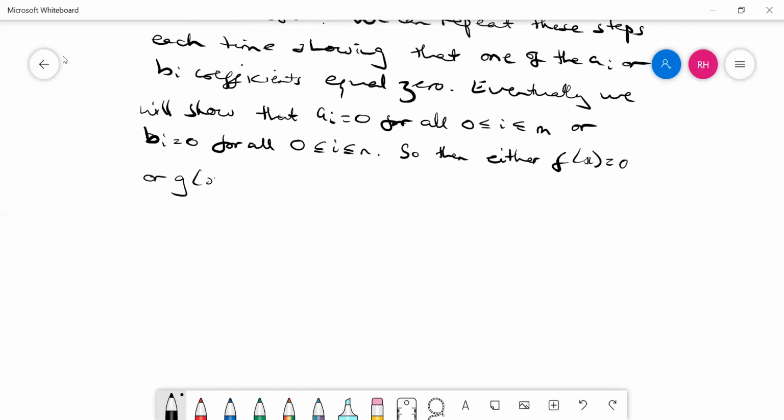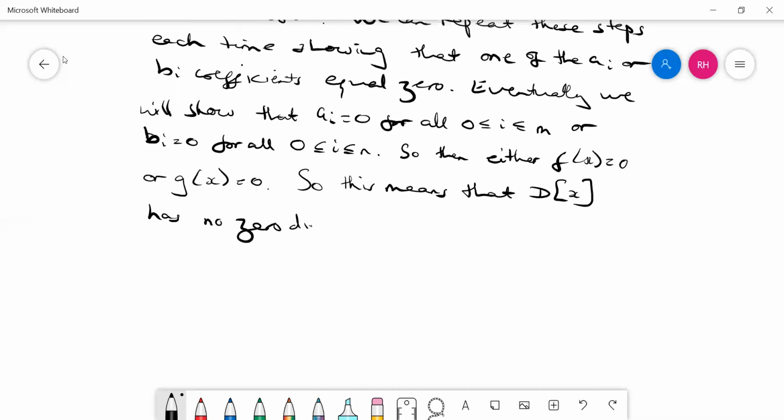Clever, huh? So that means that D[x] has no zero divisors. So we've done the three things that we needed to show. So if you want, we could just put this completes the proof.